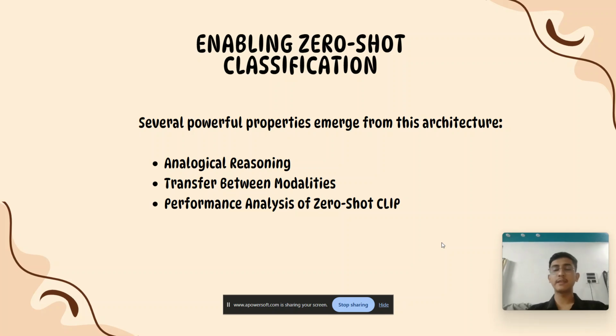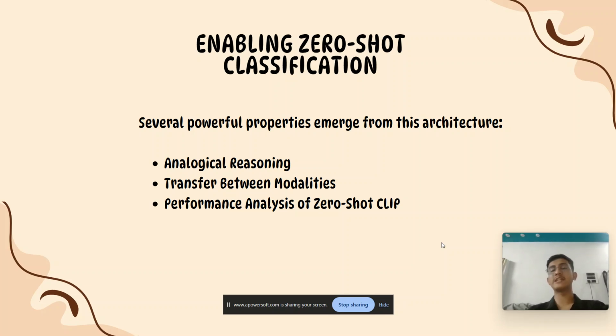To classify an image into one of several classes, we convert each class into a text. For example, say the class is cat, so we can have a text like "a photograph of a cat." Then we embed both the image and all the class texts into a shared space. We measure the similarity between the image embedding and each class embedding. Then the class with the highest similarity is the prediction. So this is how zero-shot classification is done.